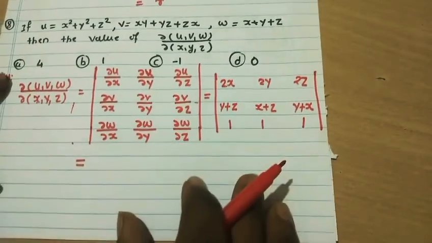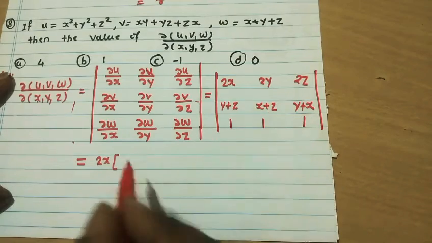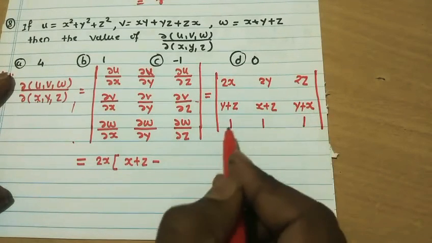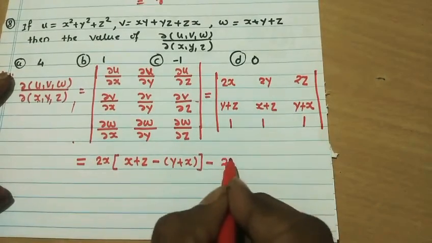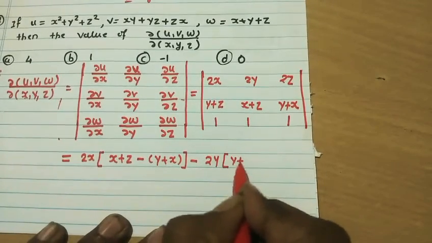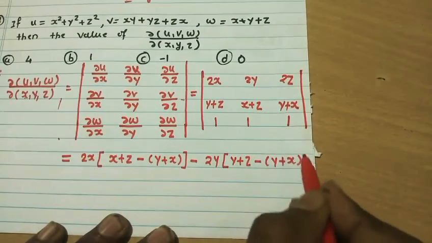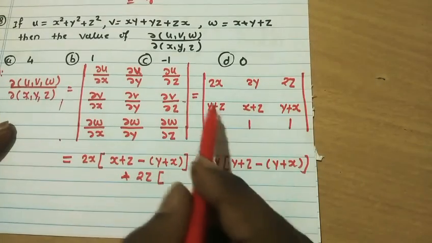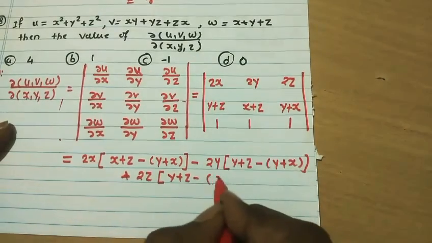So this is equal to 2x into (x plus z) into 1, that is x plus z, minus (y plus x) into 1, so it will be y plus x only, minus 2y into (y plus z) into 1, so it will be y plus z only, minus 1 into (y plus x), so y plus x, plus 2z into (y plus z) into 1 minus (x plus z) into 1.